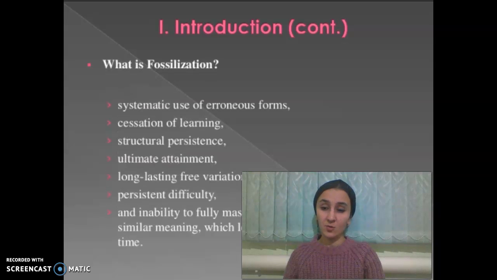So we will continue with the statements of fossilization. It's a systematic use of erroneous forms. So as I mentioned, you use all the time the same mistake, again and again. It comes automatically, it comes naturally, because in your childhood you learned in this way. So you cannot do anything with it, I guess. And structural persistence. You may confuse the structure of sentences, maybe the structure of your speech, so that it is also a causal effect of fossilization.